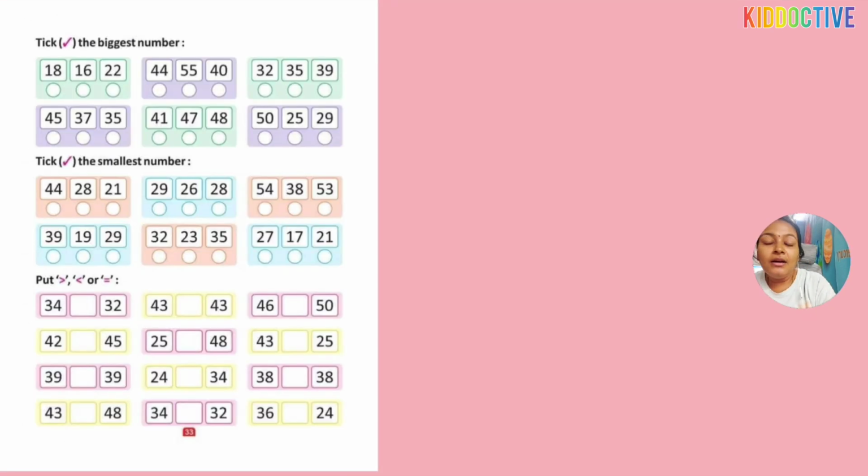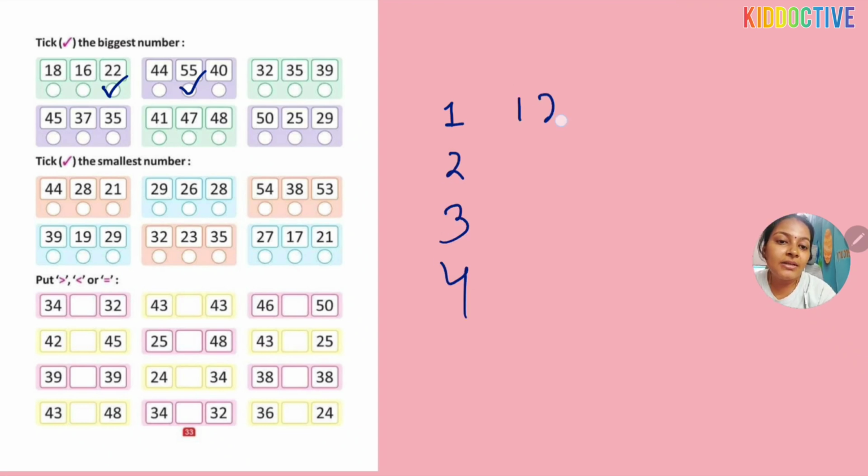Okay. Tick the biggest number. 18, 16, 22. So which one is the biggest number? 22 is the biggest number. Now coming to second one, 44, 55, 40. Which one is the biggest number? Yes, 55. So you are going to check if we are comparing single digit like 1, 2, 3, 4 with 2 digit.